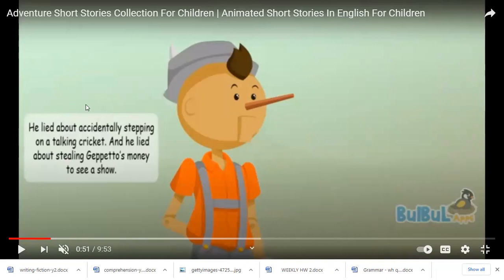More description about the character, and you can find "accidentally", "a talking cricket". Okay, some adjectives to make the story interesting.